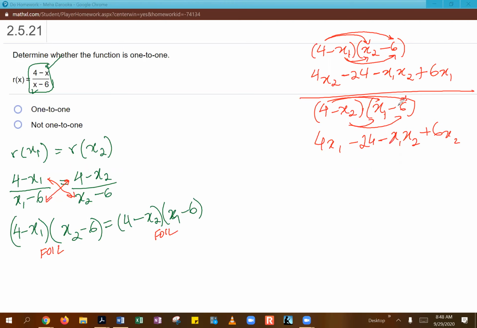Okay, so both FOIL terms look very similar, but obviously the x1, x2 values will keep changing based on what we had. So let's bring that back to our equation over here. On the left-hand side, we have 4x2 minus 24 minus x1, x2 plus 6 times x1. On the right-hand side, we have 4x1 minus 24 minus x1, x2, and again plus 6x2.